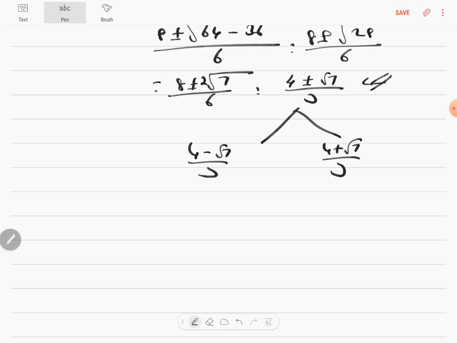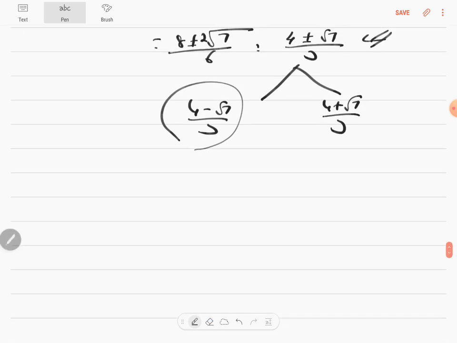sine inverse. You know the sine value is always within range for sine inverse of radians. So we proved 4 minus root 7 by 3. Okay, so that's about it. So let's go to the next question.